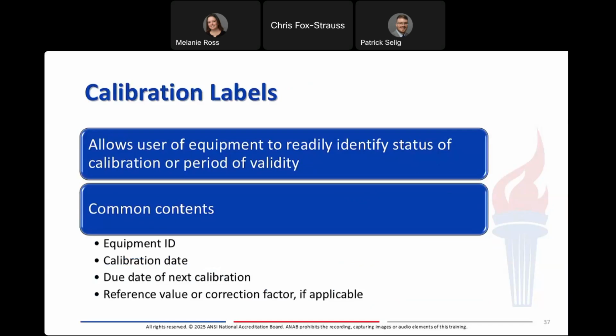It's important to understand what's required for those calibration labels. The calibration label allows users of equipment to readily identify the status of the calibration or the period of validity. Common contents of a calibration label include the equipment ID, the calibration date, the due date of the next calibration, and if applicable, a reference value or correction factor.